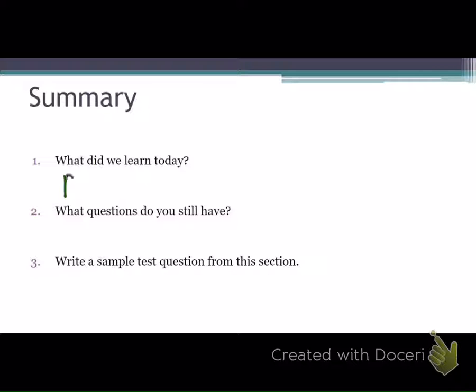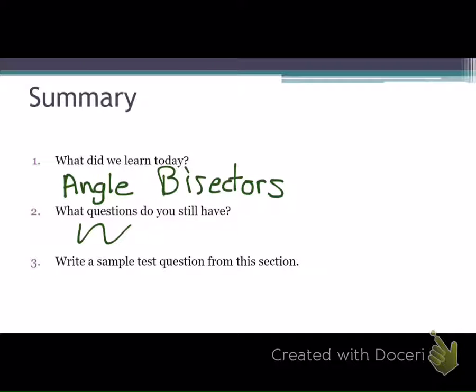Angle bisectors. Just really quick, what does bisect mean? To split, splitting in half. So if you have questions, write them here. A sample test question, let's just do a little angle here. Right, 62 degrees.